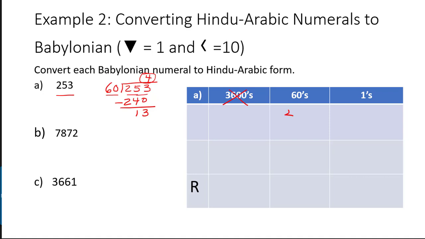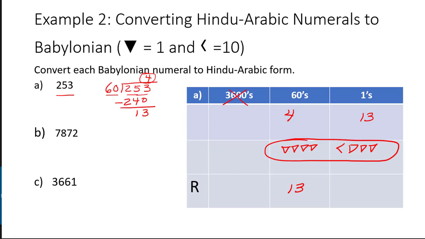That means that we need 4 of the 60's, which we can represent with 4 inverted triangles. I'm not going to color them in just to save time. But we have 13 left over, so those 4 represent 240. It's not quite big enough. Well, we need 13 1's, and that can be represented with 3 1's for 3 and then a 10. So our number in Babylonian is going to look like this.